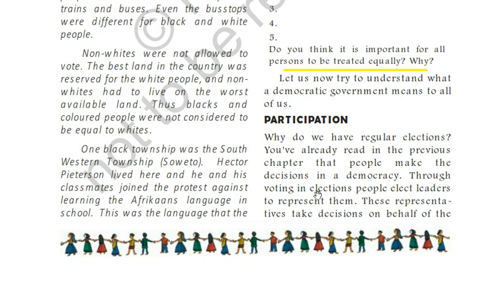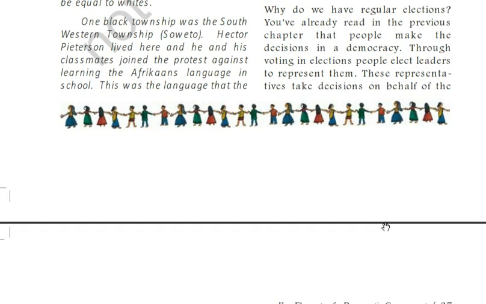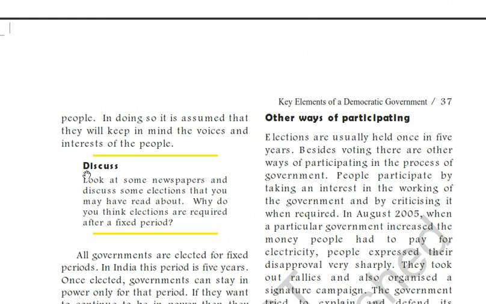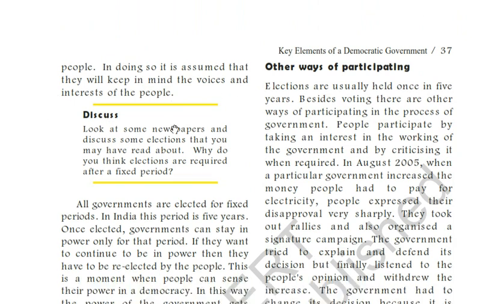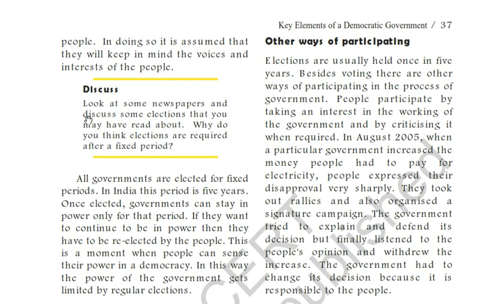Through voting in elections, people elect leaders to represent them. These representatives take decisions on behalf of the people. In doing so, it is assumed that they will keep in mind the voices and interests of people. Discuss. Look at some newspaper and discuss some elections that you may have read about.